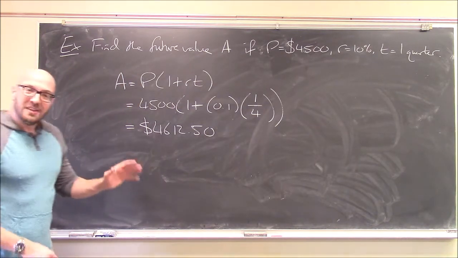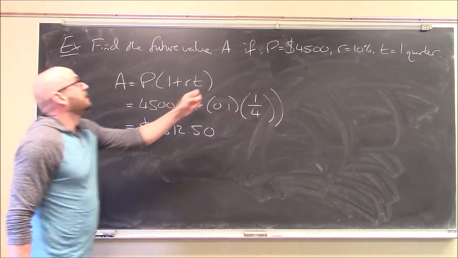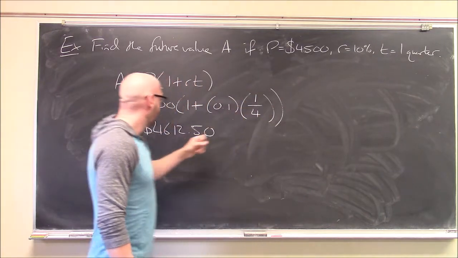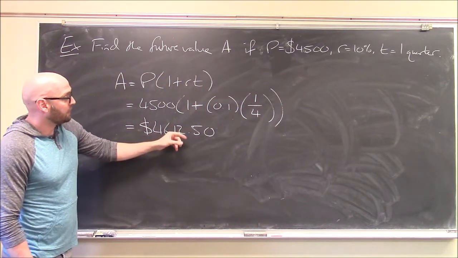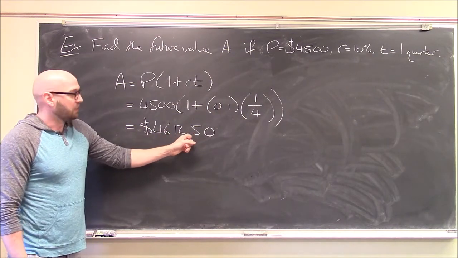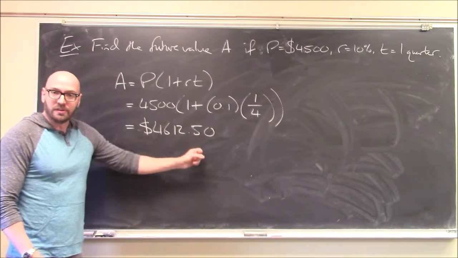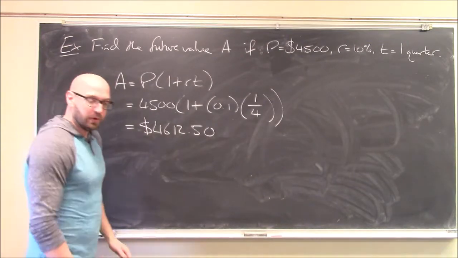So we're not doing anything very different than we did with the simple interest calculations. We're just adding the principal back in too, right? So the actual interest, if you subtract off 4,500, the actual interest was $112.50. So we're just taking the interest plus the principal to output this number, 4612.5.